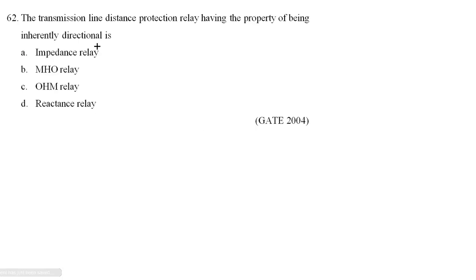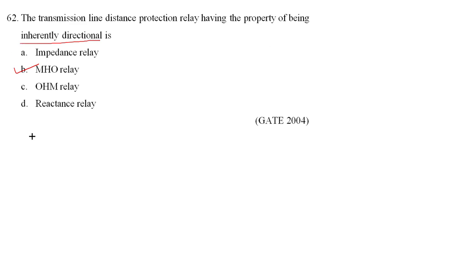So question number 62. The transmission line distance protection relay having the property of being inherently directional is. Four options are given: impedance relay, Mho relay, Ohm relay, and reactance relay. Impedance relay is the same as Ohm relay. So basically impedance relay, Mho relay, and reactance relay. Out of these three, as we know, the Mho relay is the only relay which possesses the directional property.